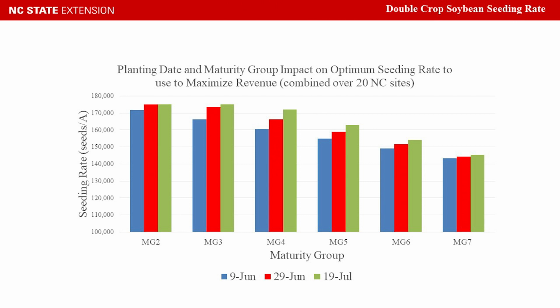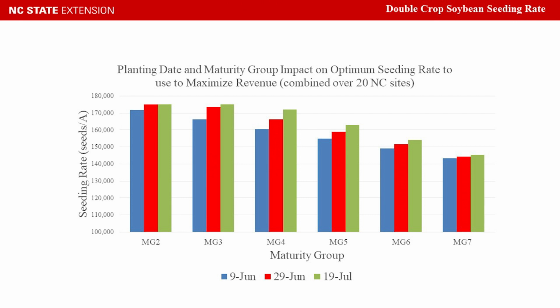This data is combined over 20 sites, so all over the state. It's not just localized to the Piedmont. But essentially what we found, before I even show you the data, is that the seeding rates that optimize revenue in double crop situations are somewhere between 140,000 to 170,000 seeds per acre.